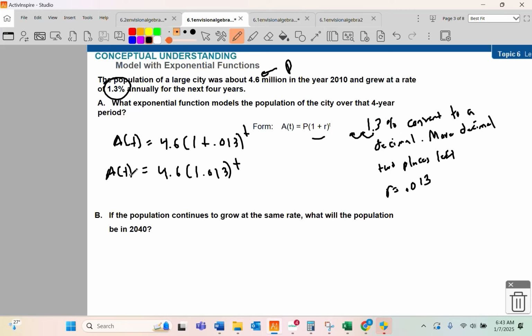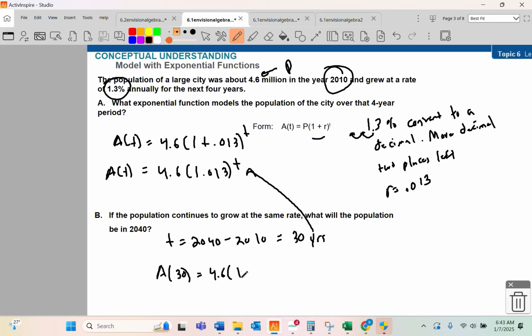All right, if the population continues to grow at the same rate, what will the population be in 2040? So our data starts in 2010, so the time that passes is 2040 minus 2010, which is 30 years. And we're just going to take that 30 years and throw it right there. So the amount in 30 is 4.6 times 1.013 to the 30th power. And it's going to be a gigantic number.